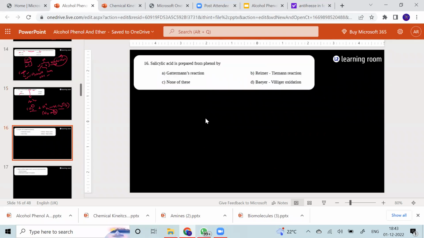Salicylic acid is prepared from phenol. This is a very famous reaction. Reimer-Tiemann reaction. Can you show the before slide? Yeah.